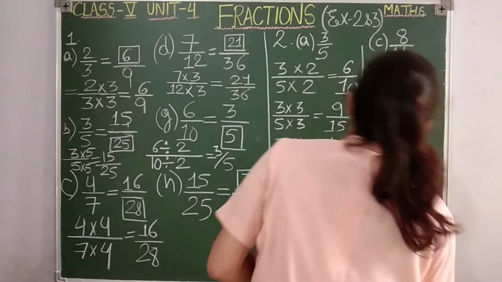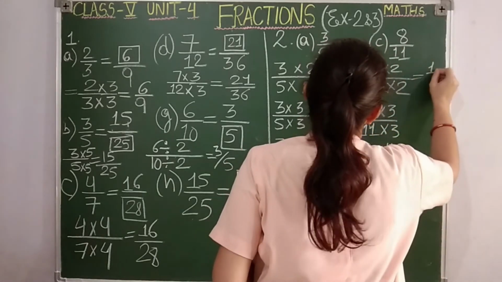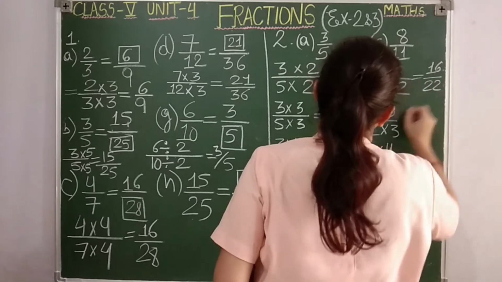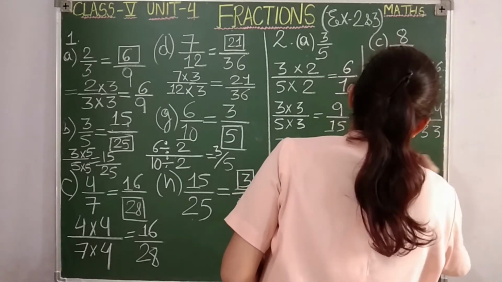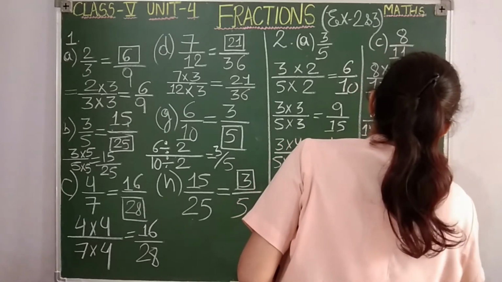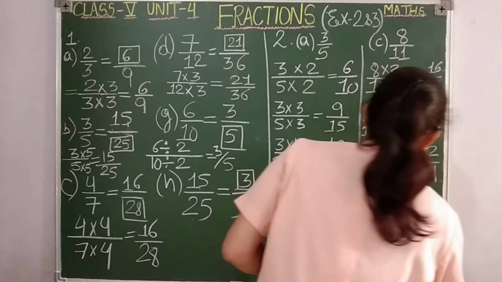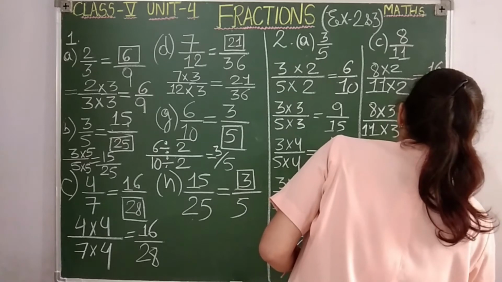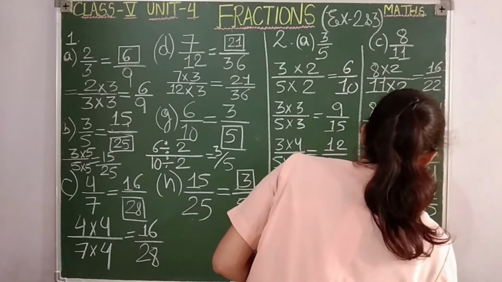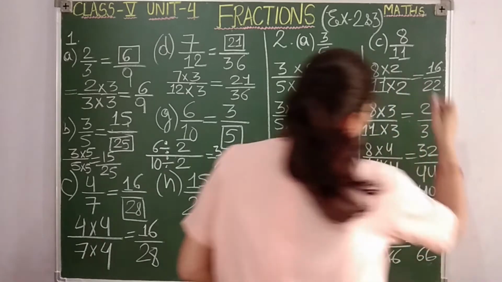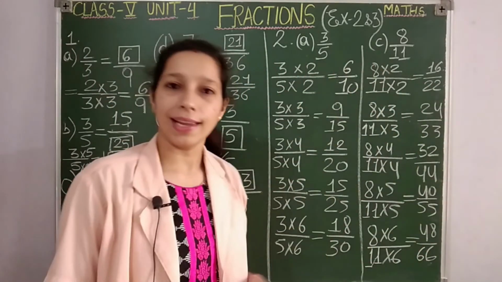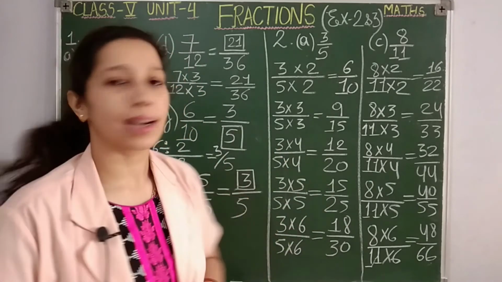Okay students, let us write: 8 2s are 16, 11 2s are 22, 8 3s are 24, 11 3s are 33, 8 4s are 32, 11 4s are 44, 8 5s are 40, 11 5s are 55, then 8 6s are 48, 11 6s are 66. So these are the equivalent fractions for 8 by 11, students. I hope both the questions are clear to you.